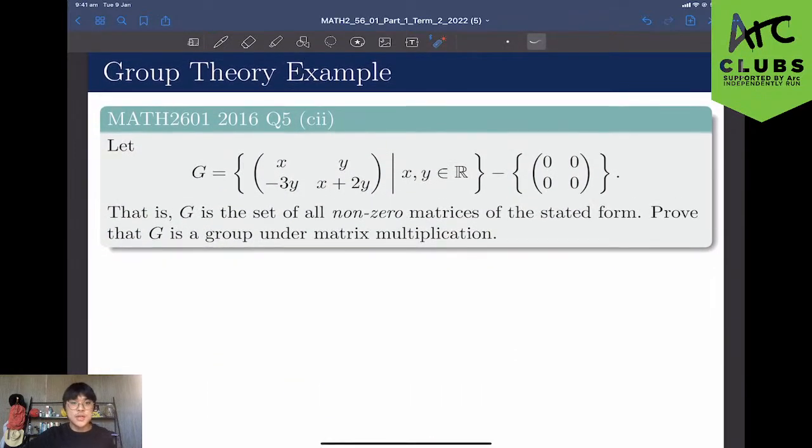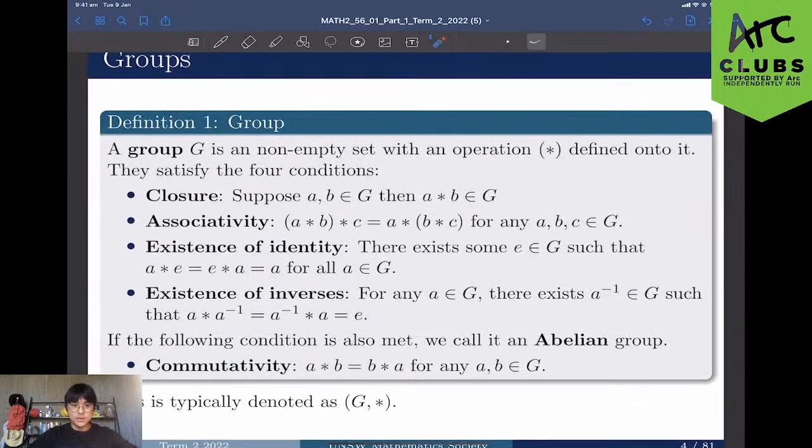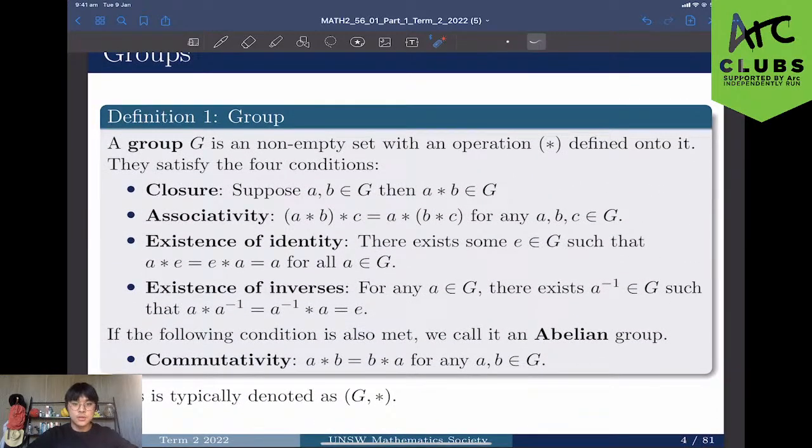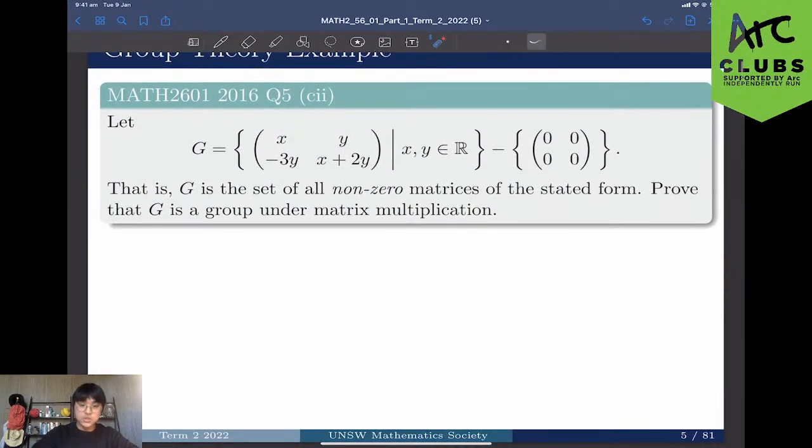So we start off with an example. It says let G be a set of matrices, non-zero matrices. Prove that G is a group under matrix multiplication. We're going to solve this question by using these definitions, these conditions that we just stated. So we have to prove that all of these are true. Therefore, G will be a group.